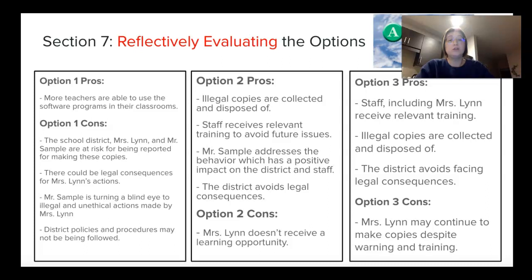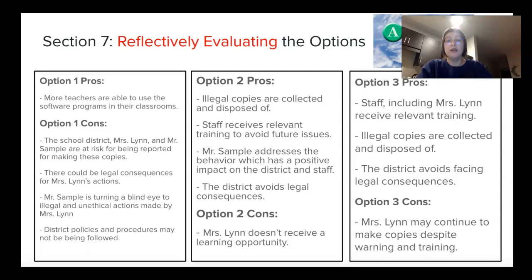Option 2 pros include that illegal copies are collected and disposed of. Staff receives relevant training to avoid future issues. Mr. Sample addresses the behavior, which has a positive impact on the district and staff, and the district avoids legal consequences. Option 2 cons include that Mrs. Lynn doesn't receive a learning opportunity.